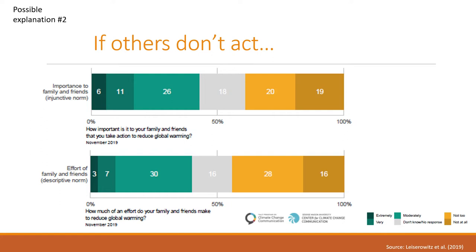Prevailing social norms, either by what we think how important it is, or whether we think people make an effort to act on it, is one of the most important clues as to whether or not we think we should do something ourselves. So if others don't act, it's very unlikely that you're going to convince them that they should start acting. We'll come back to this issue throughout this course. It's really important to think about what the prevailing social norms are. What do people see?